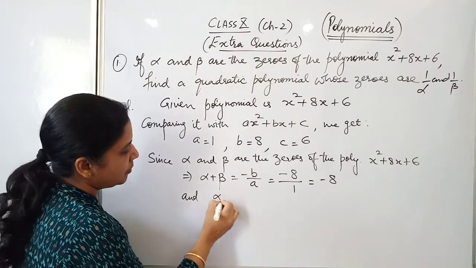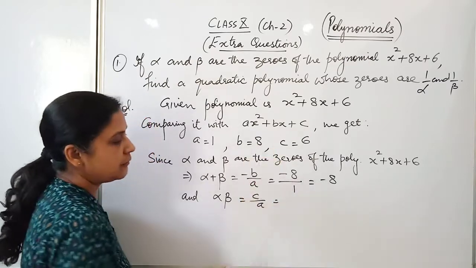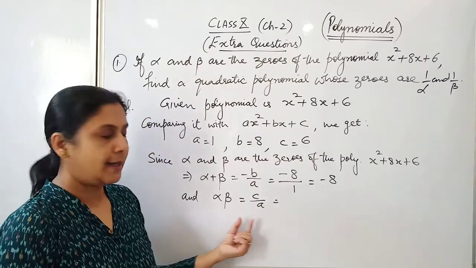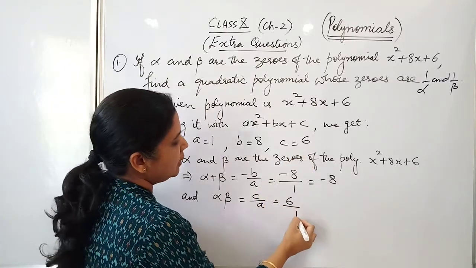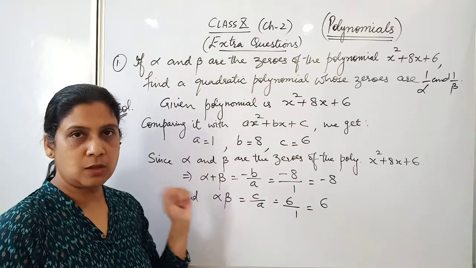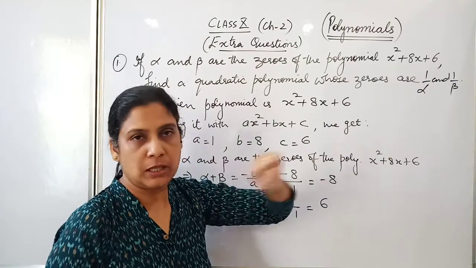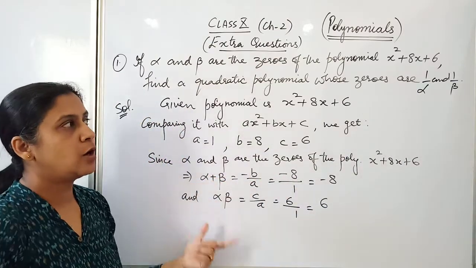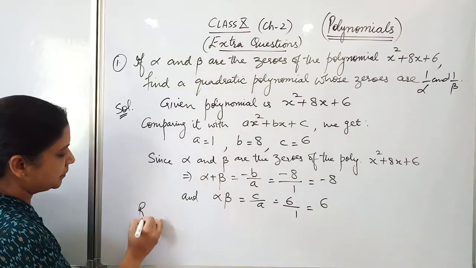And product of zeros is alpha into beta, which is given by the formula c by a. Alpha into beta is equal to c by a. I am going to put down the values again. So I have got these two values of sum of zeros and product of zeros. This sum of zeros and product of zeros stands for this polynomial.